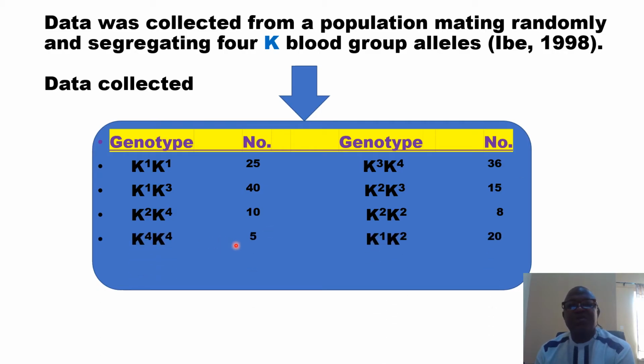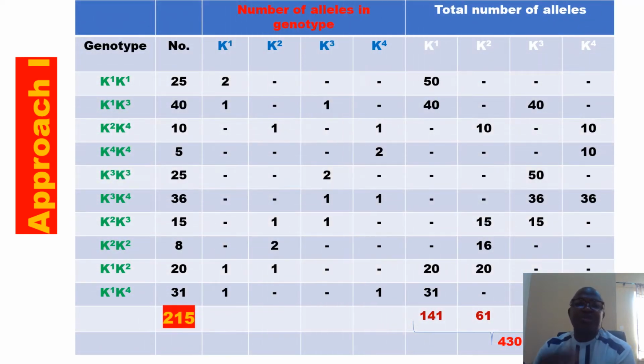Those with K4, K4 were 5, and those with K1, K2 were 20. Those with K3, K2 were 25, and K1, K4 were 31. So there are two approaches to estimating the allele frequencies in this data. The first approach is what is given here.